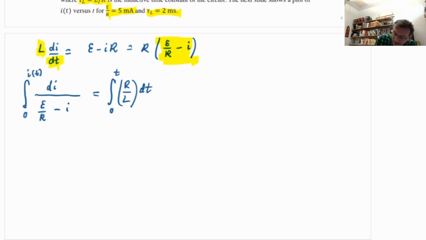Okay, the integral on the right is easy. It's R over L times t. The integral on the left is not too hard either. Just do a u substitution. Let u equal E over R minus I, and then it's an integral of the form du over u, which is natural logarithm of u. And then when you substitute back that u equals E over R minus I, what you end up getting is this on the left. A negative sign, natural log of E over R minus I. And then I just have to put in the limits.